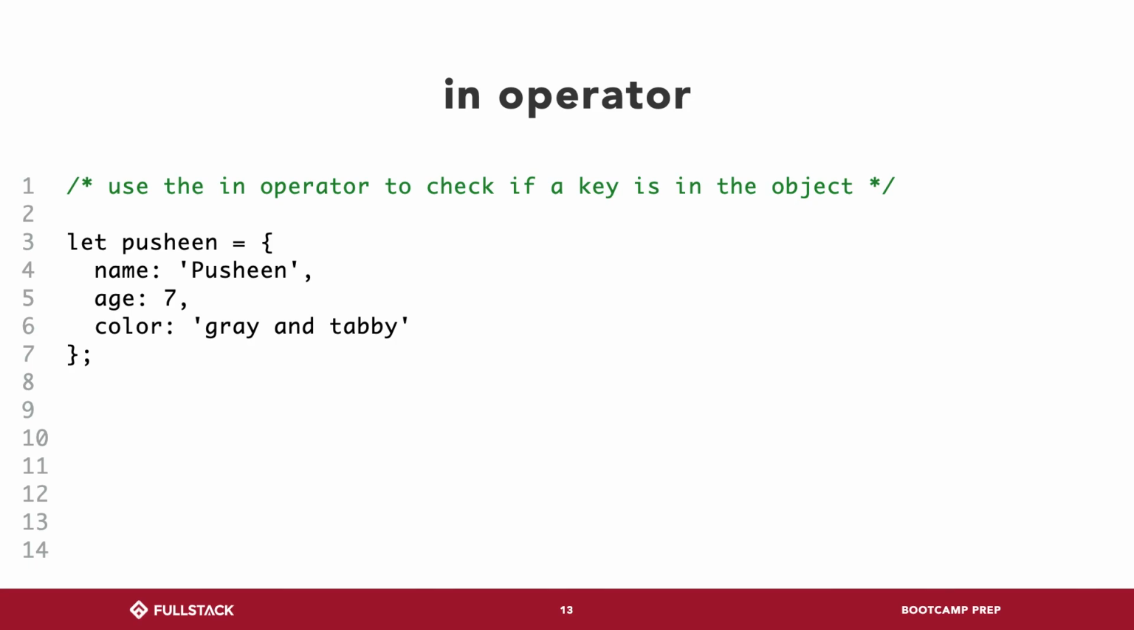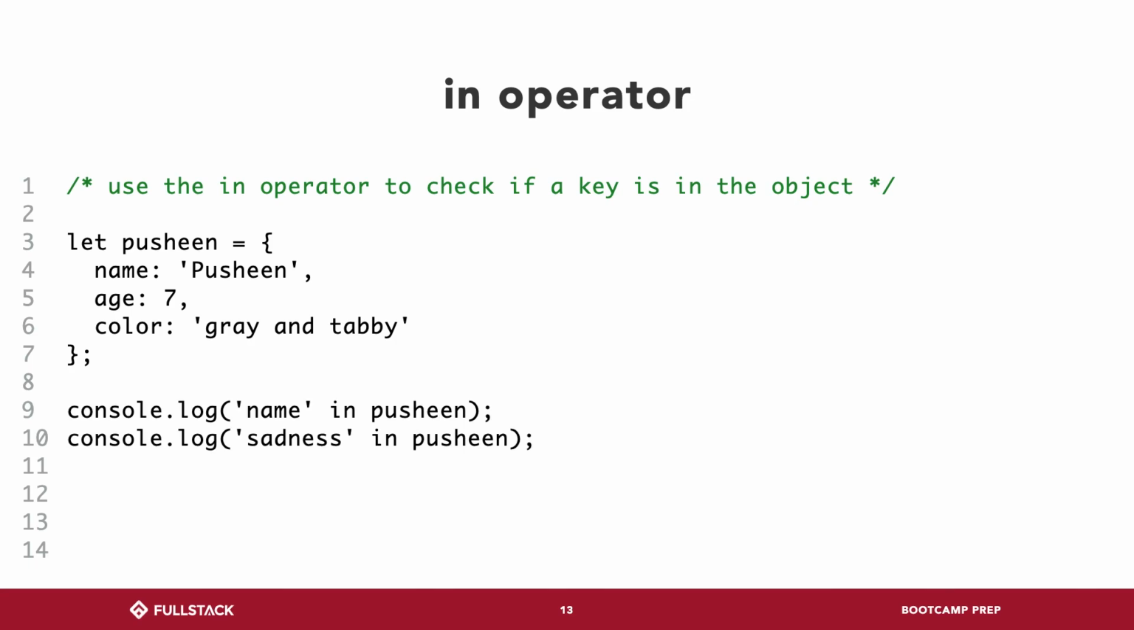Almost there, guys. I know this is a long lecture, but there's a lot to learn about objects. So, like I said before, the in operator returns true or false depending on if the key to the left of it is inside of the object to the right of it. So name in Pusheen returns true. Look, name's right here. So we get true. But is sadness in Pusheen? No, sadness is not in Pusheen. So we get false. Logical, right? Is name in Pusheen? True. Is sadness in Pusheen? False. Easy.